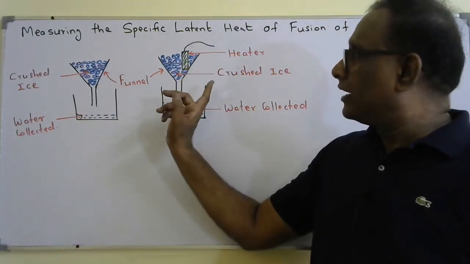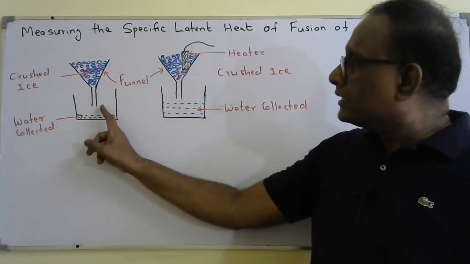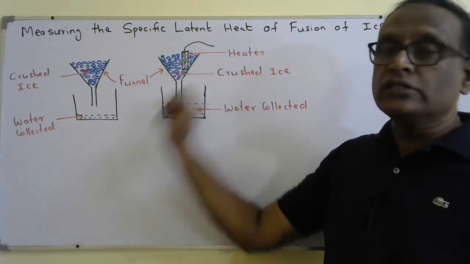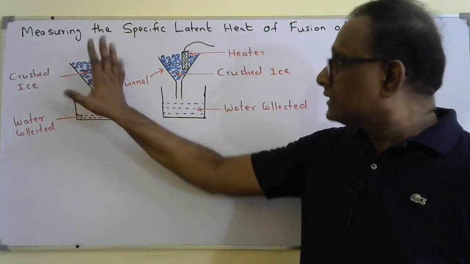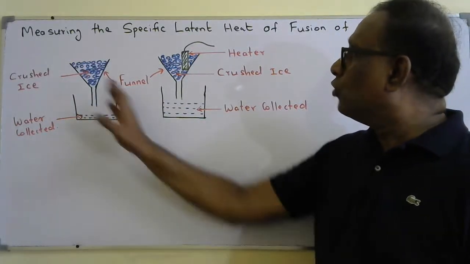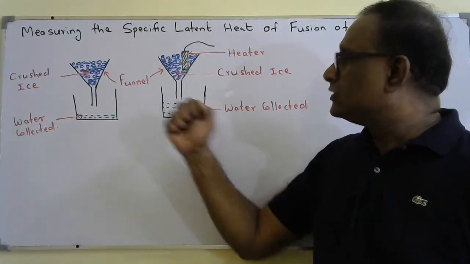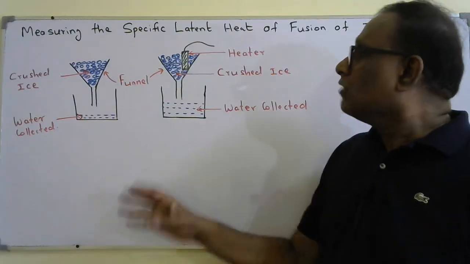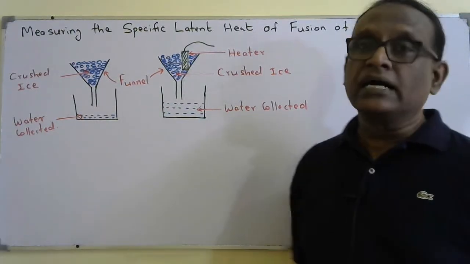Two identical funnels contain the same mass of crushed ice, but this funnel contains a heater. We should know the power output of the heater. This one does not have any heater. In both funnels, the ice will melt. So we should complete the setup and switch on a stopwatch. After a known time t, we should measure the mass of water collected in both containers.